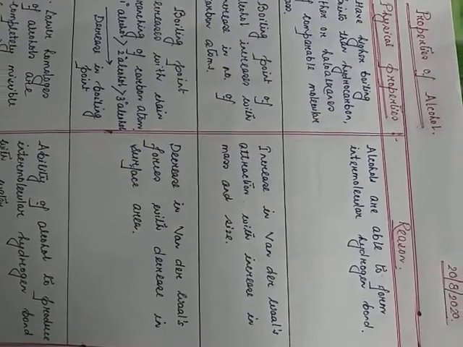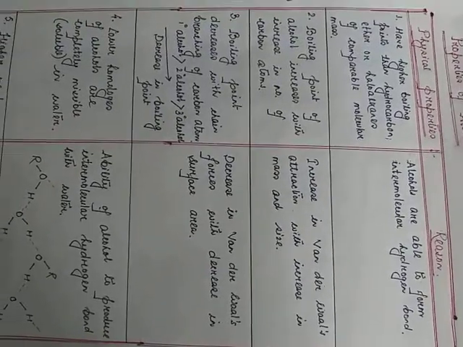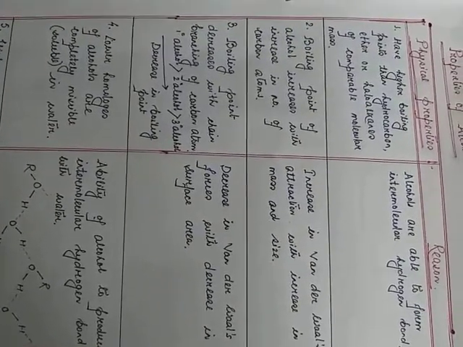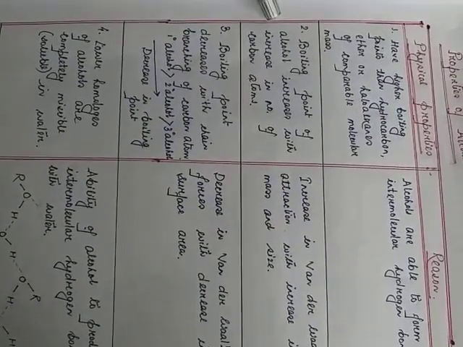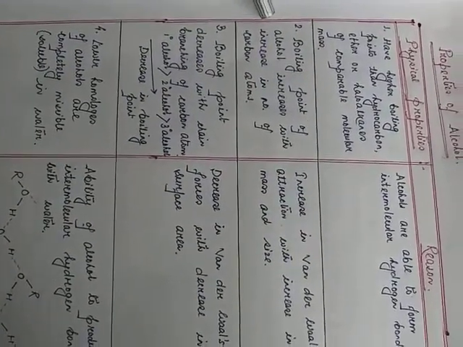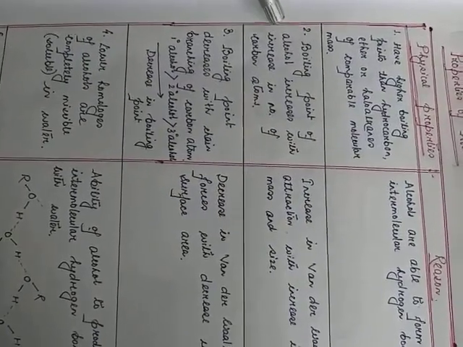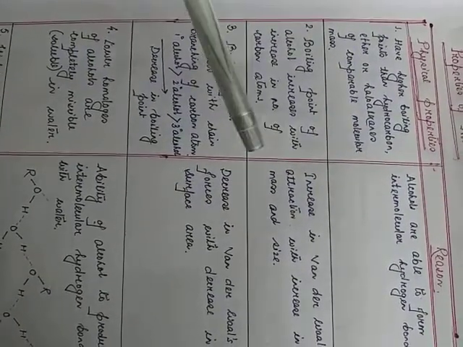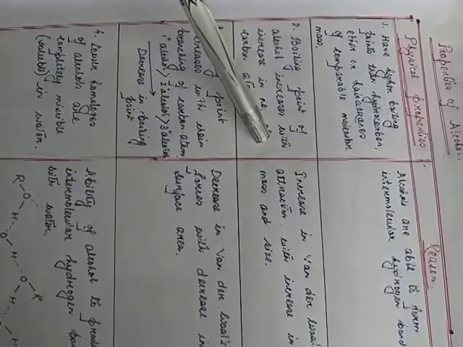The next one is that the boiling point of alcohol will increase with increase in carbon number. It's obvious that as we go to the higher and higher homologues, the boiling point increases. That is due to increase in van der Waals attraction with increase in mass of the molecule as well as the size of the molecule.